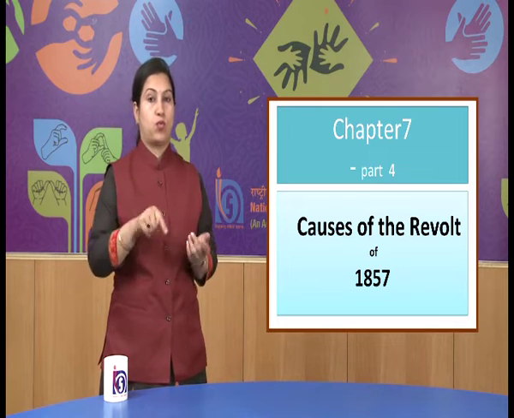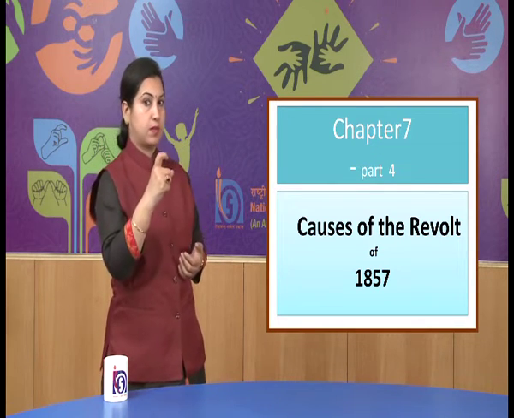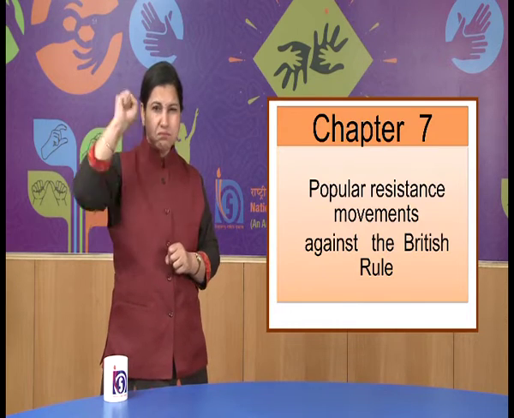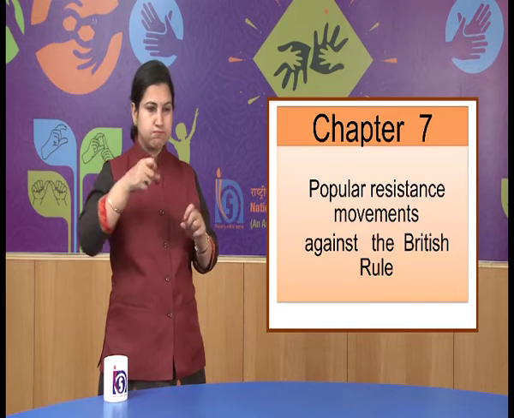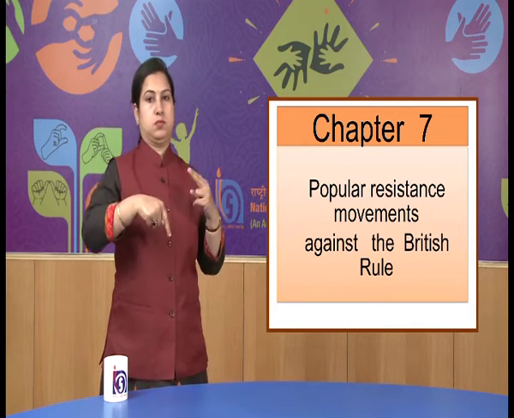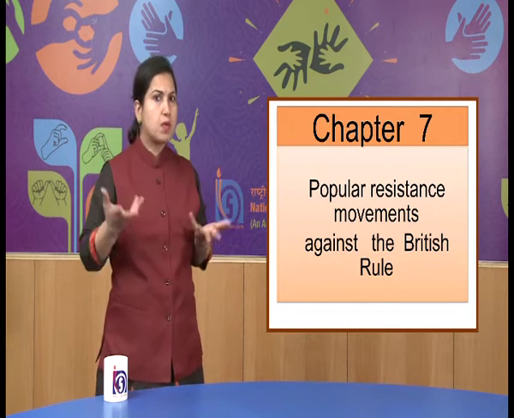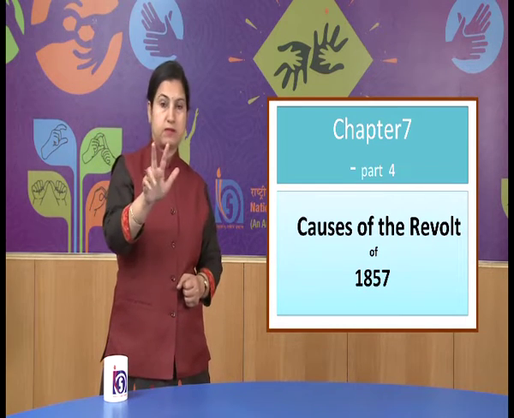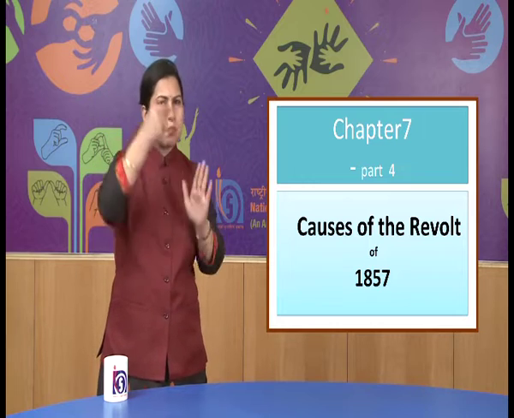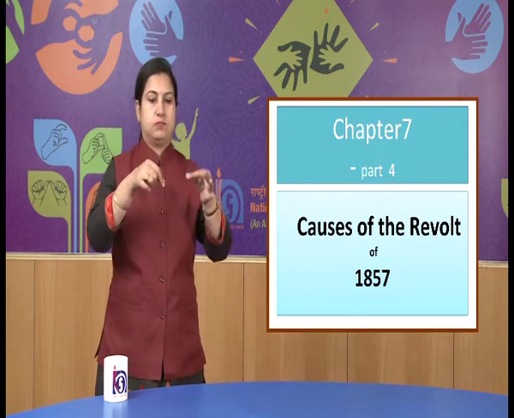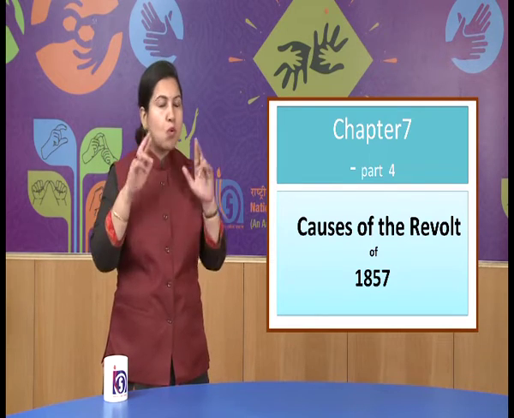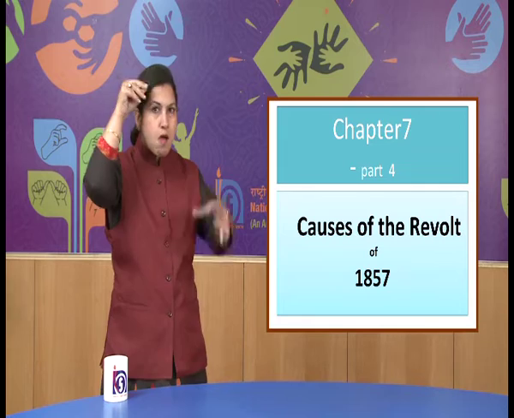Today we will study fourth part of the seventh chapter. Chapter's name is Popular Resistance Movements Against the British Rule. Our topic for today is Causes of the Revolt of the year 1857. This is a very interesting and important topic of Indian history. I hope you will benefit from watching this video.